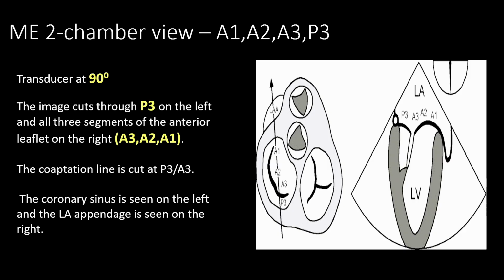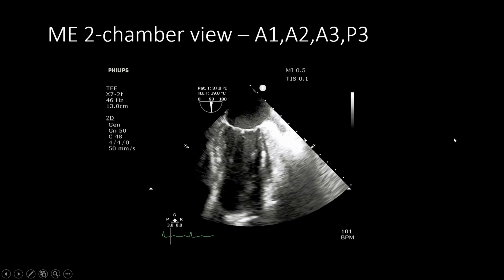The next view is your mid-esophageal two-chamber view. Here the transducer is at 90 degrees and sometimes it goes up to 100 also. And here the image cuts through the P3 on the left, and through the A3, A2 and A1 on the right side. And the coaptation line is cut at P3 and A3. The coronary sinus is seen on the left side of the image and you see an LA appendage on the right side of the image.